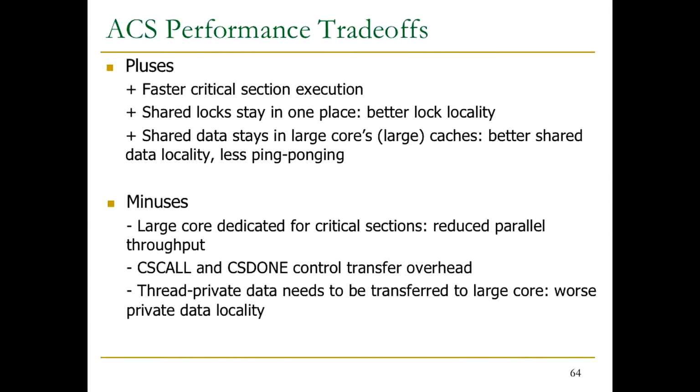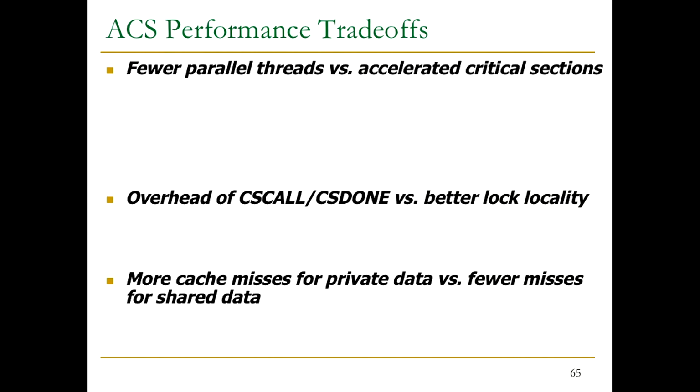That data needs to be transferred to the large core, so you get worse private data locality. Whereas if the critical section stayed in the small core, you would compute that thread-private data, and then you would use it in the small core. Shared data may need to come from somewhere else. Okay, so there's a trade-off between shared data locality versus private data locality. And as a result, you have a bunch of performance trade-offs.